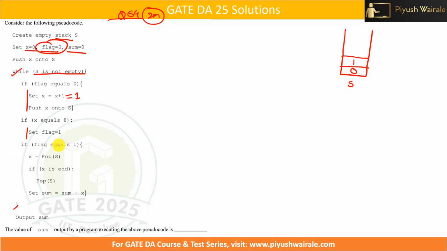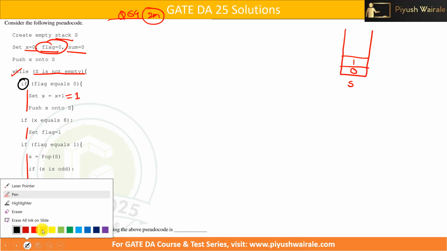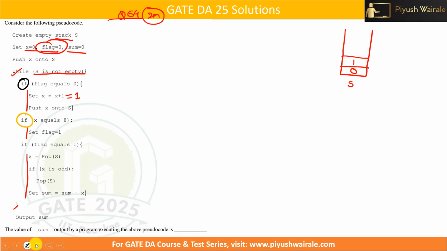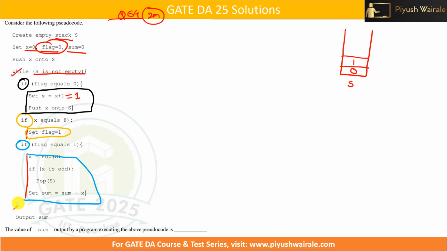Again, if flag equals 1. No, flag equals 0 only. So we are not going to execute this particular thing. Okay, so you can see we have 3 if statements here, right? The first one is this one, the second one is this one, the third one is this one, right? So if this statement is true, we are going to execute this particular block here, and likewise for the others.